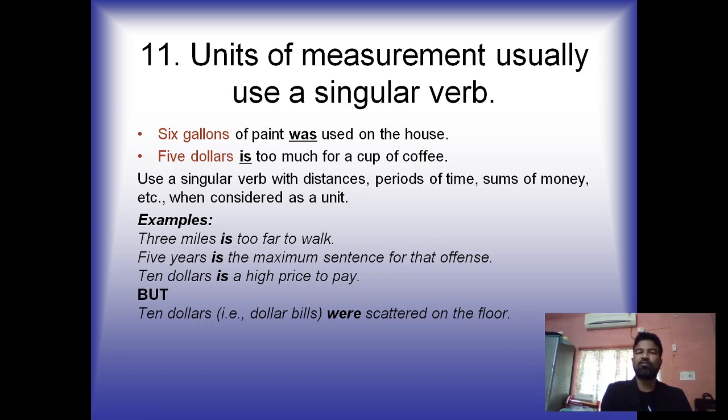$10, that is dollar bills: 10 different dollar notes were scattered on the floor. In such a case, we don't use singular because we treat them as plural, as we are talking about individual dollar notes. $10 notes were scattered on the floor. But when it is treated as a single unit of measurement, we always use is. If you guys are clear with this slide, let's move on to the next slide.